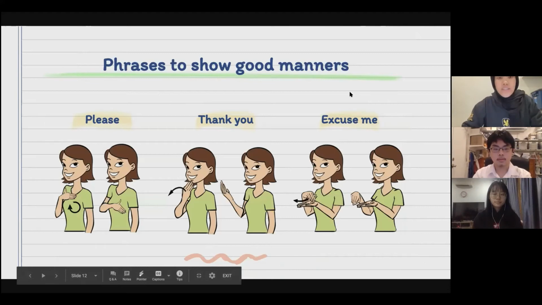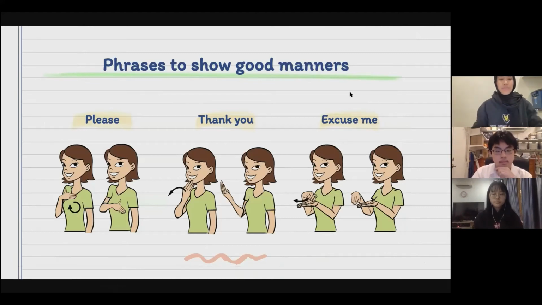So some phrases to show good manners are very simple. The first one is please. So you take your dominant hand, put it on your chest, and you turn it around. Please. Next one is thank you. So you take your dominant hand, put it on your chin, and move it forward. Thank you.